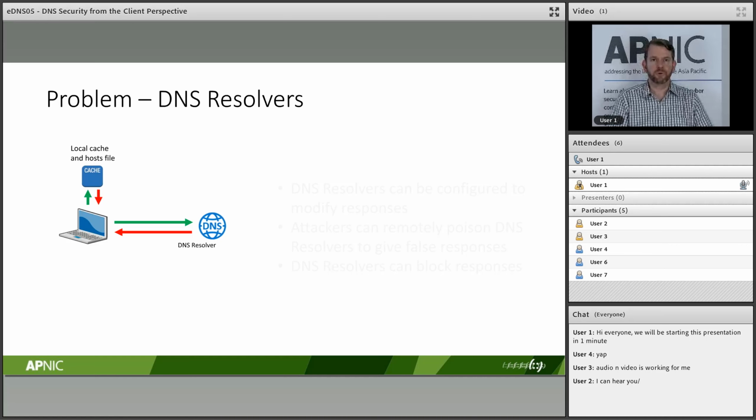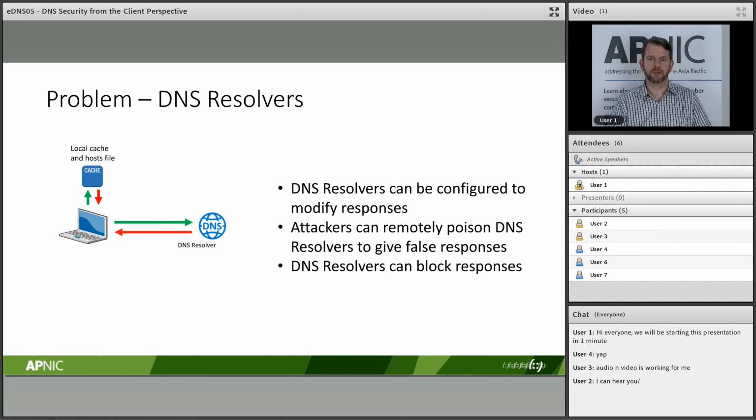And of course, the DNS resolvers can completely block responses rather than just returning them. So we're not just looking at a blocking or an impact on availability, but we're looking at an impact on the integrity of the response, that it could respond with that falsified information as well.